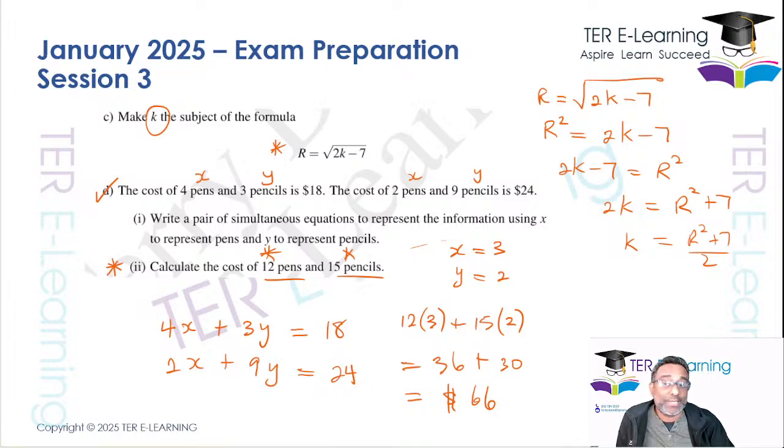So you could get a question on simultaneous equations, right? They could give you it worded, like in this case here, or they can just give you the simultaneous equations, right? Right, so that is second question.